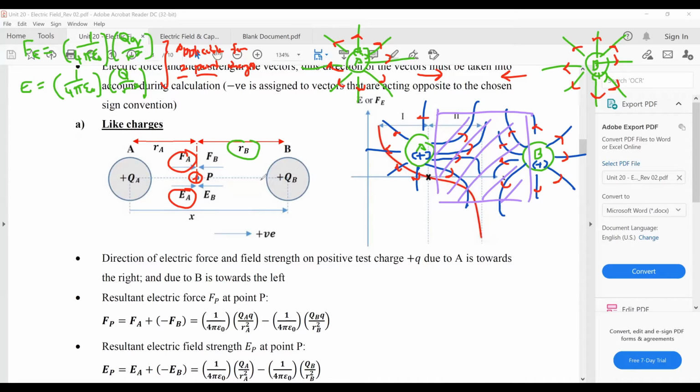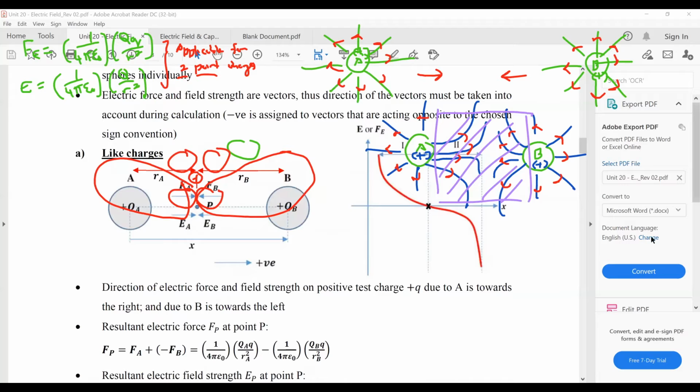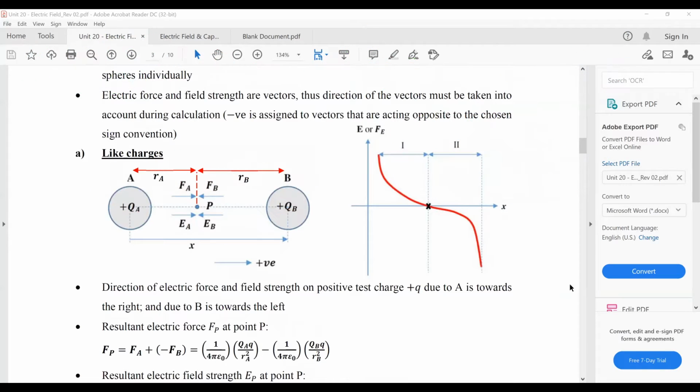And then likewise, if I'm talking about the effects due to charge B, the force on the positive test charge here due to B is already in this direction. So EB is in this direction. So when I want to add them together, it will just be EA plus negative EB. Then after that, when I look at it separately, EA is between this, EB is between this. So I can again use this equation. So I get 1 over 4 pi epsilon naught QA over RA squared minus 1 over 4 pi epsilon naught QB over RB squared, right? Then after that, you get the expression.